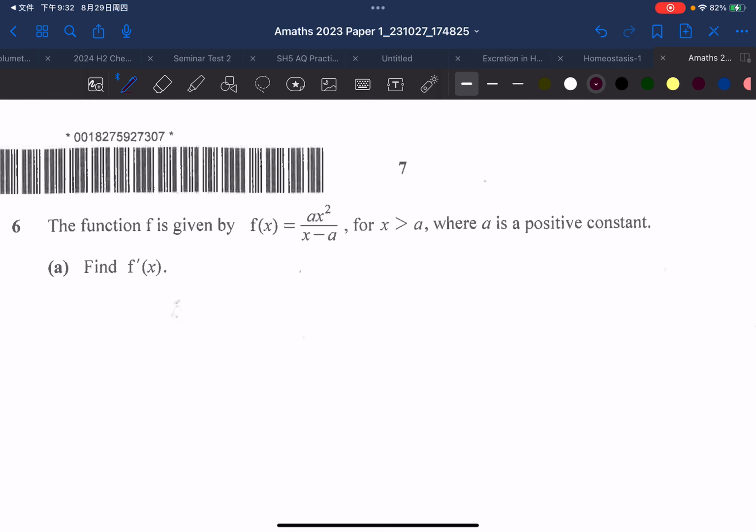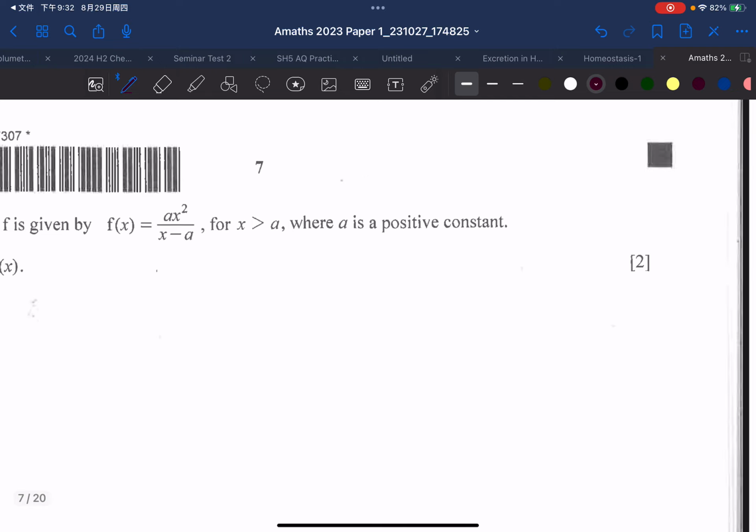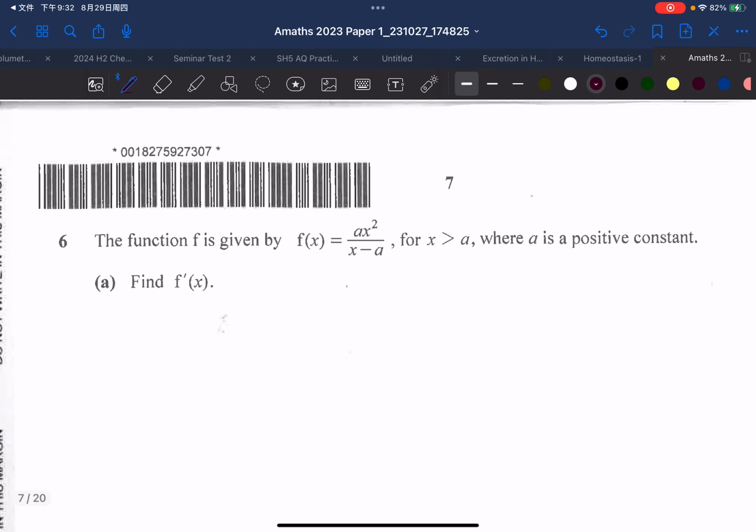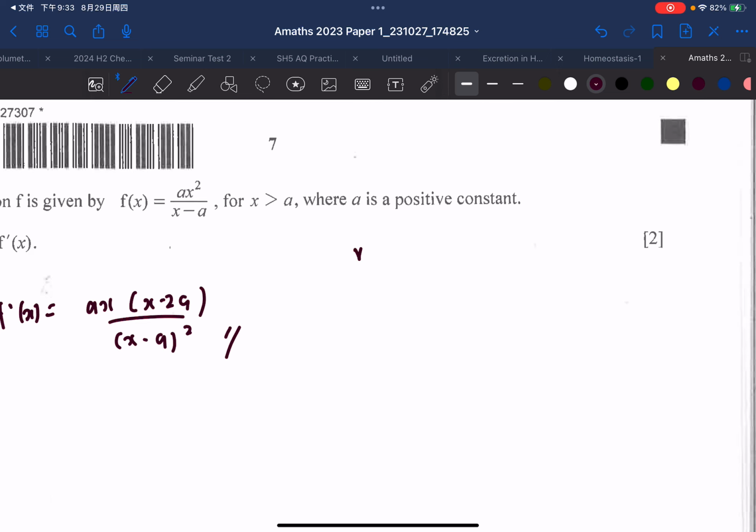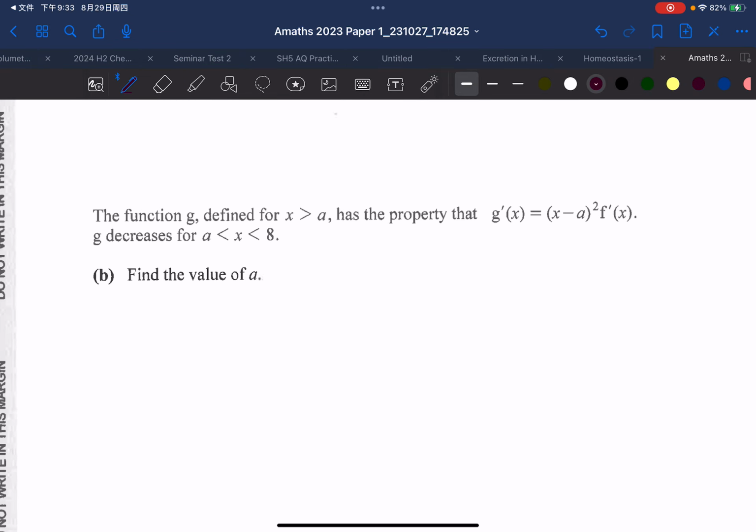The function is equal to this, and then you want to prove that A is a positive constant. These 2 marks are quite easy to get, because you just need to find f prime x, and this is very clearly quotient rule. After you do your differentiation, I'm not going to go through much, it will look like this. Basically just the quotient rule. The quotient rule formula is v du dx minus u dv dx over v squared, where v is your denominator.